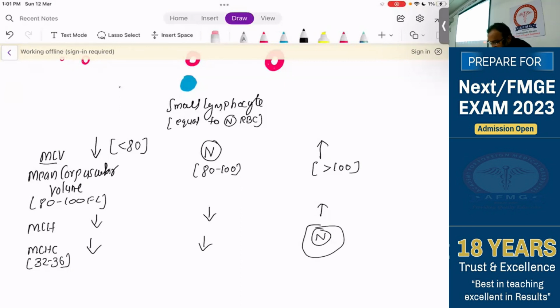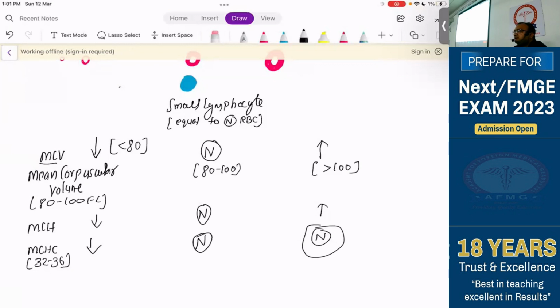Normocytic normal. Sorry, here it will remain normal. Okay, it is normal because it follows the MCV. So change it. It is not decreased. It is normal because these are normocytes, normal size. So MCH remains normal, MCHC remains normal, and MCV also remains normal.